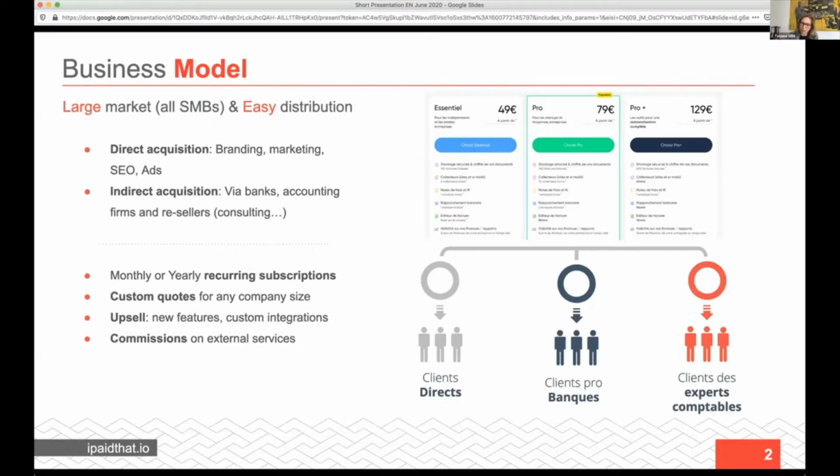Okay, but I mean, invoice aggregation is a very nice product, but what are the next steps? What is your vision? What do you want to build up?